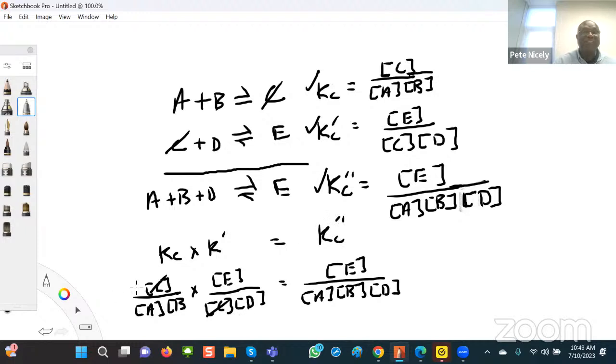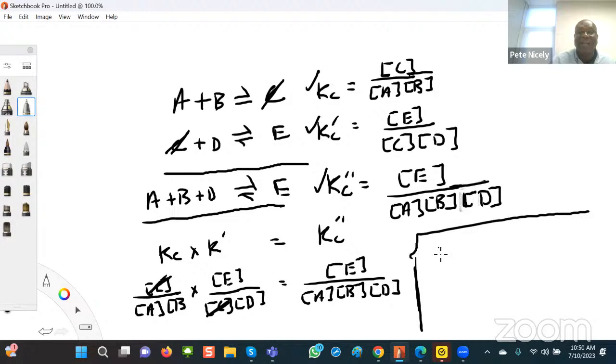And you'll notice that what cancels out here and here is the concentration terms for the intermediate C, which will be canceled out when you're adding those two equations together to get the final equation. So this is what happens when you add two or more equations together. The final Kc, let me just put something in a box right here.